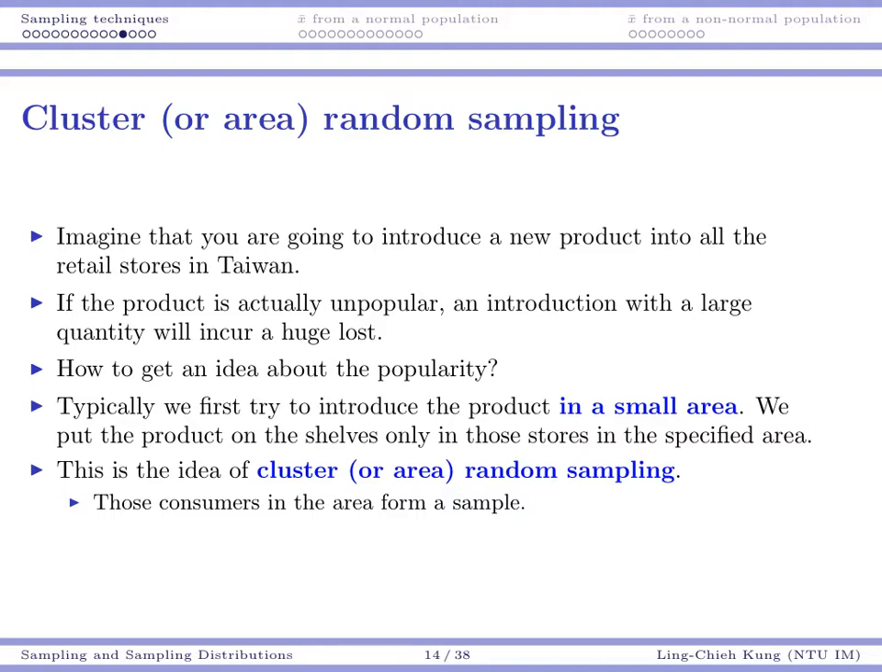Then we get this idea of cluster or area random sampling. Okay, the idea is very simple. I split the population. In this case, the population is the 1,000 retail stores. I split the population into clusters according to their geographic location, which means area. And then I select one or multiple clusters. And once I do that, I select all the stores there. Okay? So that's the way for doing that.